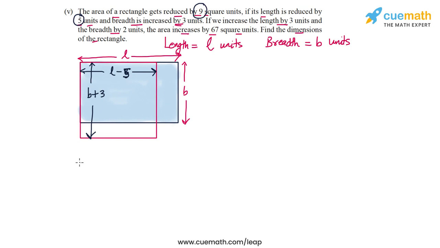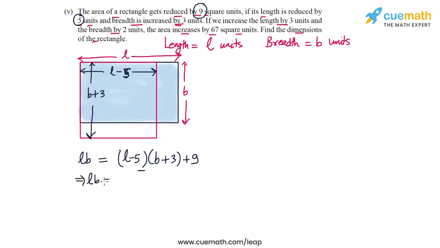So the original area is L times B, length times breadth. The new area will be of this rectangle with red boundary. The new area should be L minus 5 times B plus 3. And what the problem statement tells us is that the area reduces. So the new area is lower than the original area by 9 units. And we can write this as LB is equal to L minus 5 times B plus 3 plus 9. So let's simplify this and see what we get.